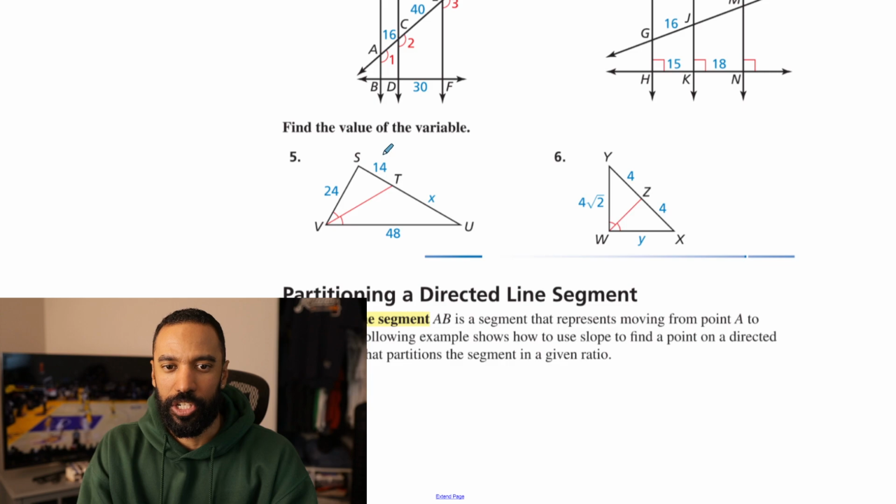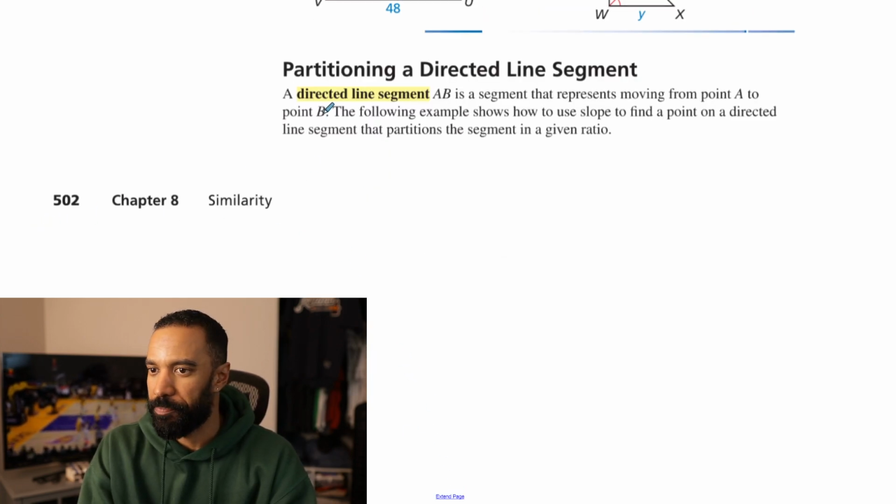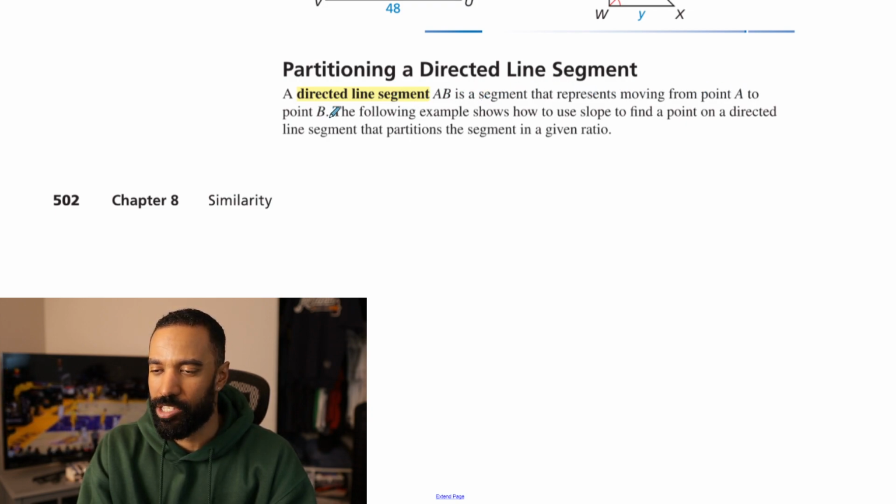Some more examples for you to check. All right. Partitioning a directed line segment. What's this about? A directed line segment AB is a segment that represents moving from point A to point B.